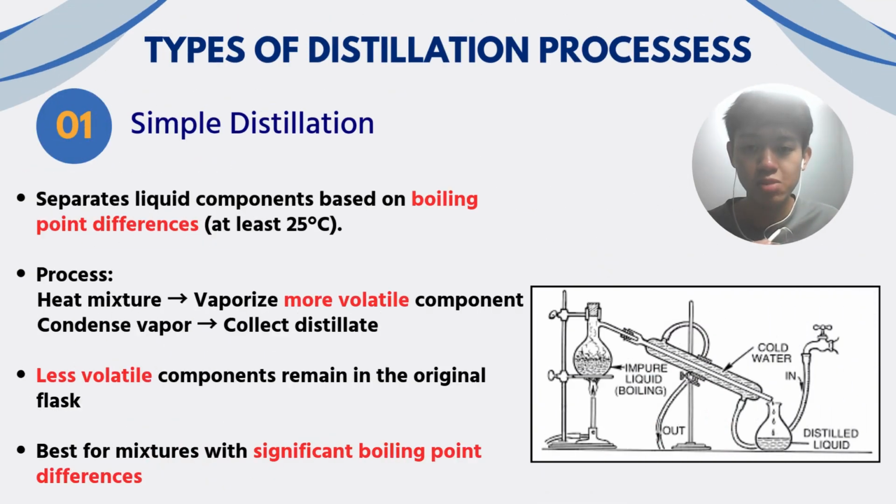Now let's move on to the types of distillation processes. In general, there are six main types, and we start with simple distillation first. This method usually separates liquid components with a boiling point difference of at least 25 degrees Celsius by heating the mixture, vaporizing the more volatile component, and collecting it while the less volatile components remain. It's ideal for mixtures with large boiling point differences.